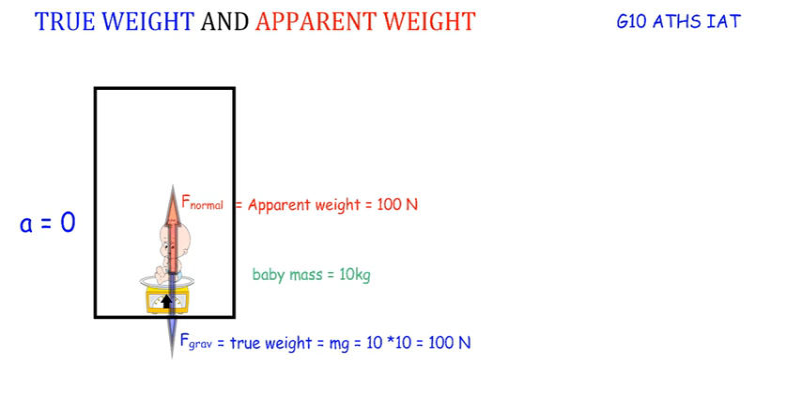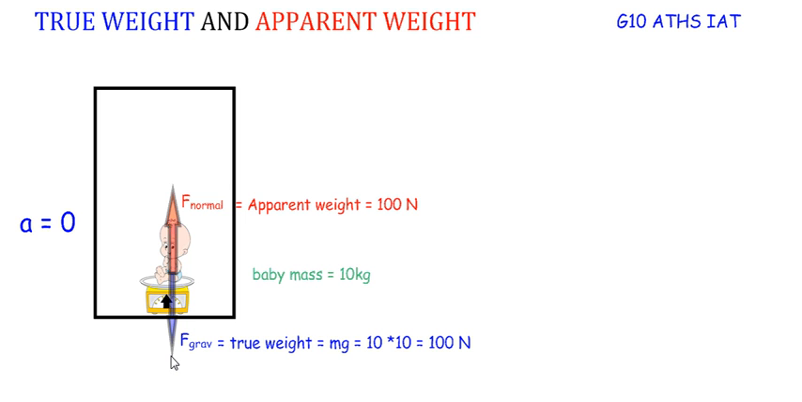Now let's do some examples with some values. Let's say the baby's mass was 10 kilograms. That means that the gravitational force, or true weight, is found by m times g, and that will be the mass of 10 kilograms times g, which is approximately 10. So that will be 100 newtons.